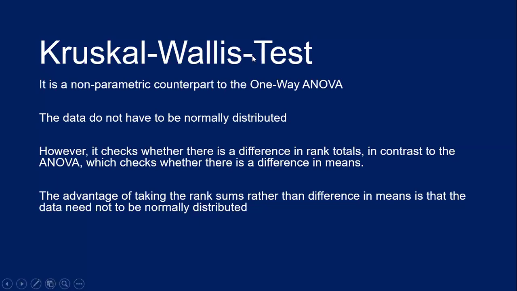And now finally, we have the Kruskal-Wallis test. It's a non-parametric counterpart to the one-way ANOVA. Again, data do not have to be normally distributed. And again, it will check the rank differences rather than the true means.